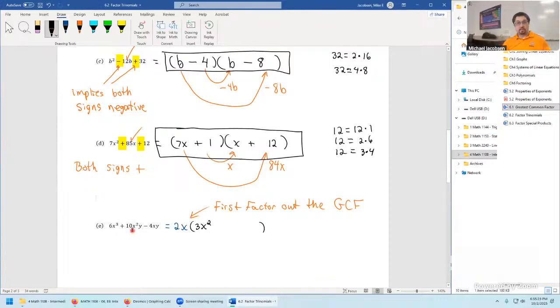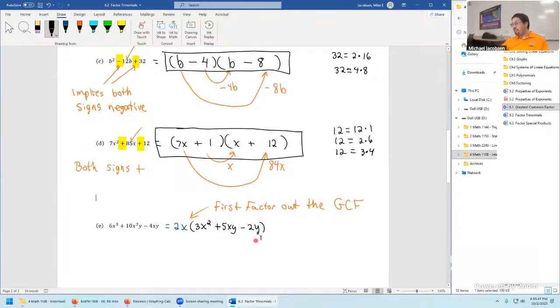2x divides here, leaving a 5xy, so plus 5xy. 2 divides here, and 2x divides here, just leaving a negative 2y. So the x cancels out completely on this term here. And we have a familiar pattern: x squared, x, and no x's.